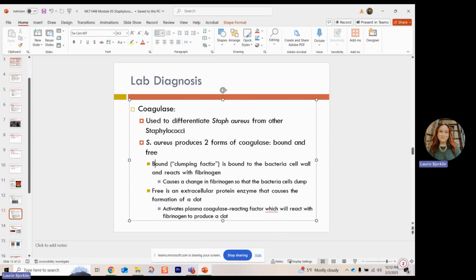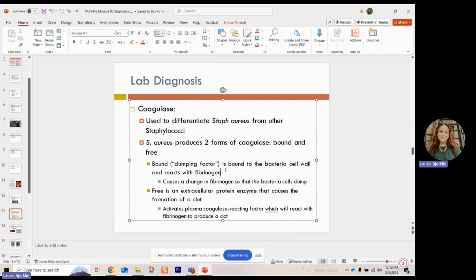In the bound one, that means that it is bound to the bacterial cell wall and it reacts with fibrinogen in your body. So fibrinogen, as you may have learned in hematology, makes a fibrin clot. So in this case, you can see what is kind of called clumping, clotting, if you will.